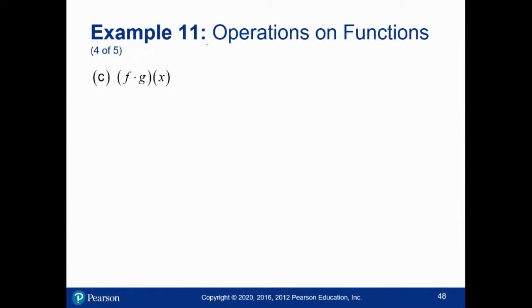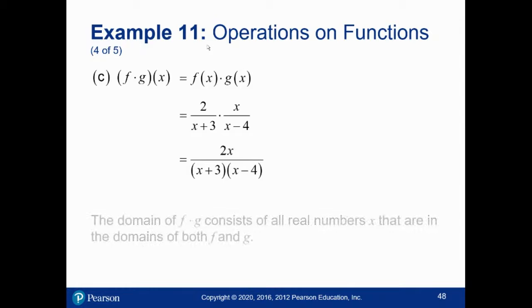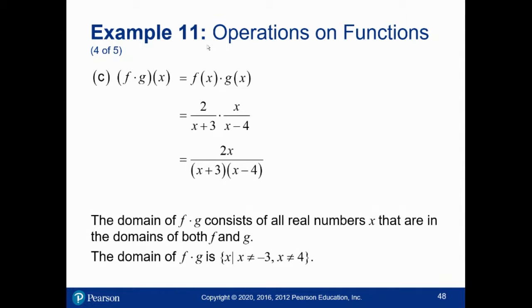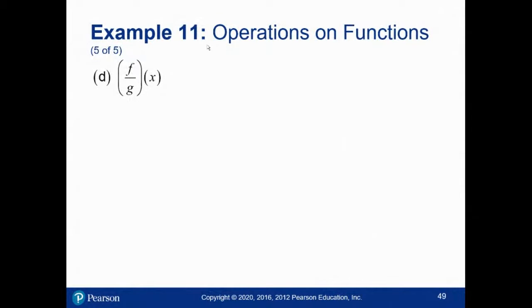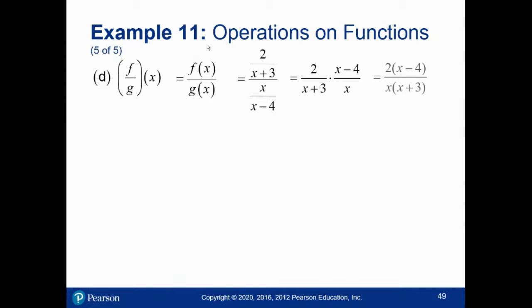All right, f times g. Well, there's f of x times g of x. That's pretty straightforward, and the domain is exactly the same because we actually get the same denominator here. So all x's other than -3 and 4. Part D, f over g. If I do f of x over g of x, we get one fraction over another, which we can simplify by reciprocating that bottom fraction. And we get the following.